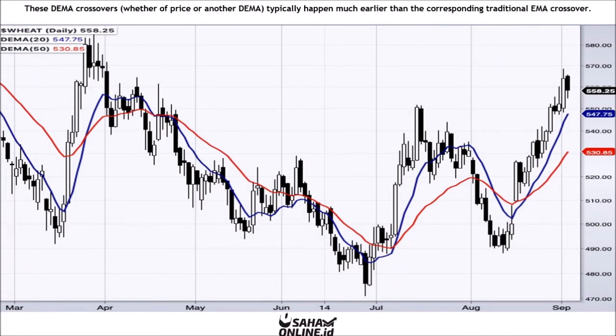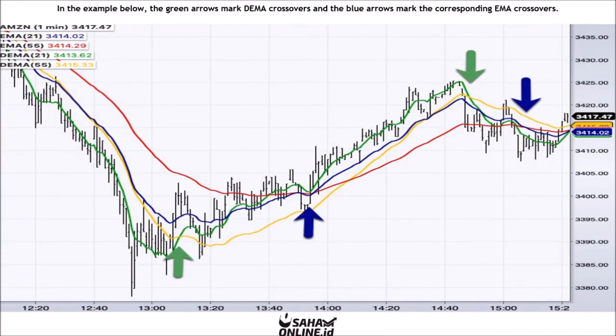These DEMA crossovers, whether of price or another DEMA, typically happen much earlier than the corresponding traditional EMA crossover. In the example below, the green arrows mark DEMA crossovers and the blue arrows mark the corresponding EMA crossovers. In both cases, the DEMA crossover happens before the EMA crossover. Keep in mind that because DEMA reacts more quickly than traditional EMAs, your trading strategies may need to be adjusted for use with DEMA.